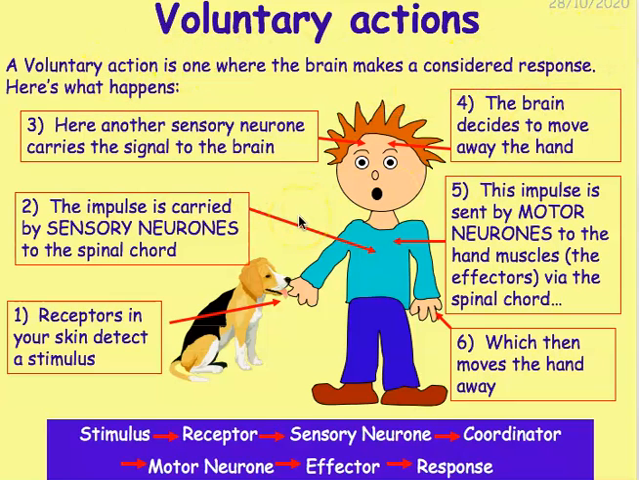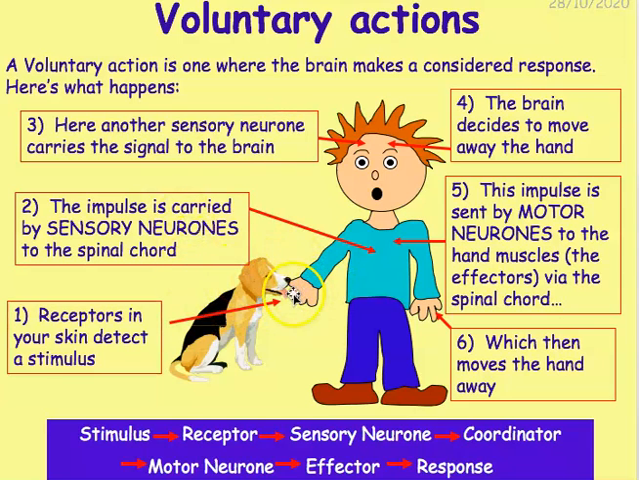Now, this is exactly what we've just talked about, but this time we're talking about which neurons are involved. So let's look at the pathway. We have got the receptors in his skin detecting the stimulus. The stimulus in this case is Bob's dog, who is licking him. Okay, he's licking his hands.